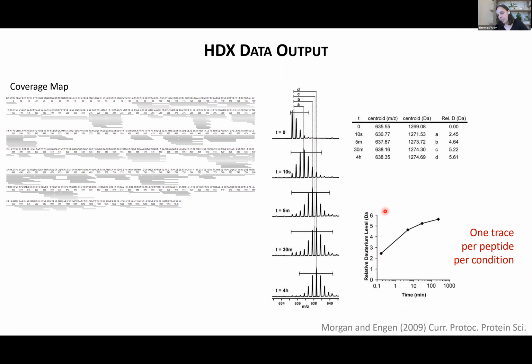We can then graph this on what we call an uptake plot, where on our x-axis we have time, and on our y-axis we have the relative deuterium level. So for each one of these rectangles, each one of these peptides over here, we will have one of these uptake plots. And for every condition, say A and B, we would have one trace. So we would have one trace for A and one trace for B. So you can see that this can result in quite a lot of data.